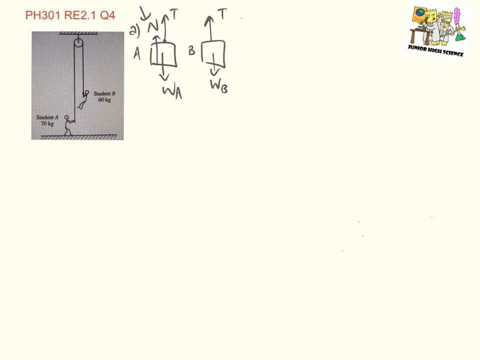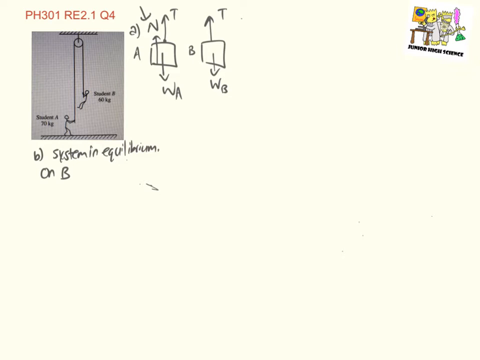contact force. Therefore, to find out the value of the normal contact force, we need to know what is happening to the two students. It's given in the question that the two students are stationary. A is stationary on the floor, B is suspended in the air. So we can say that the system is in equilibrium.